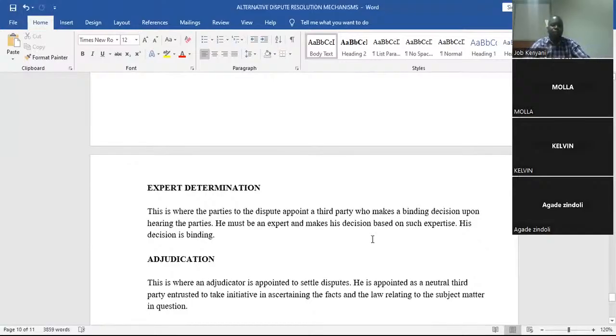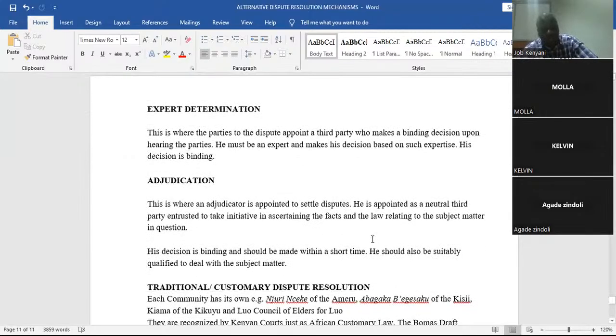Expert determination is where the parties to the dispute appoint a third party who makes a binding decision upon hearing the parties. He must be an expert and makes his decision based on such expertise. His decision is normally binding. Adjudication is where an adjudicator is appointed to settle disputes. He is appointed as a neutral third party, entrusted to take initiative in ascertaining the facts and the law relating to the subject matter in question.